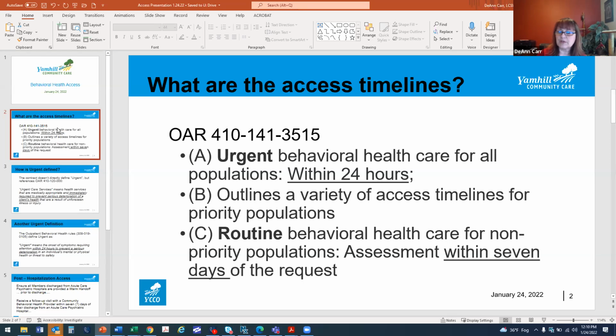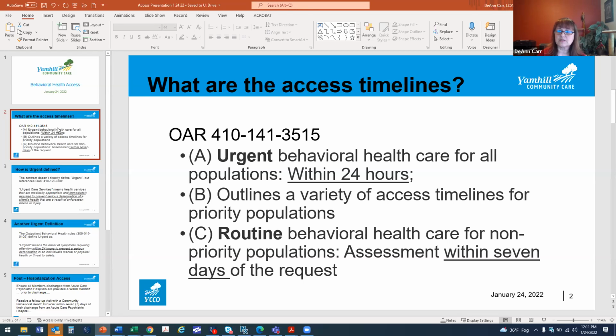Routine, which is basically not urgent, they're looking for an assessment within 7 days of request. This one can be a little more difficult to track if your system doesn't have a way to show when the request was made. And there is also the client choice element of it, as a client may be calling for an appointment, but it doesn't work for their schedule to take the appointment that's within 7 days.